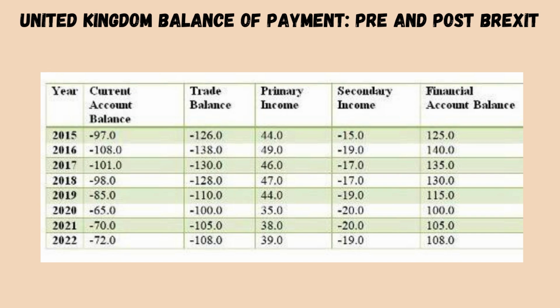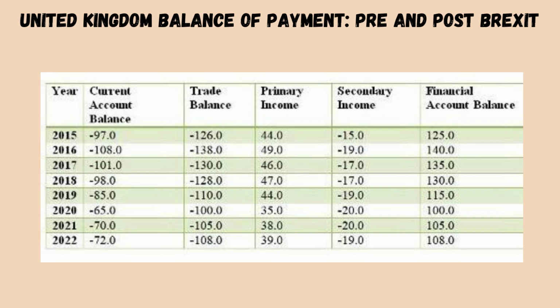So this table presents the key components of the UK balance of payments from 2005 to 2022, highlighting the persisting current account deficit driven by a trade deficit in goods, which was partly offset by a surplus in services trade and primary income flow, as well as the fluctuation in the financial account balance.